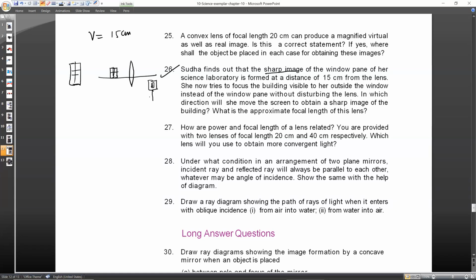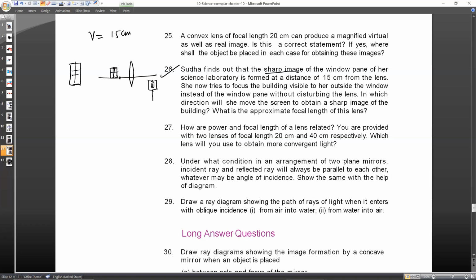I was discussing this one in this case also, that if you bring the object closer to the lens, the image will shift away from the lens. Up to focus, I'm just talking this one. The image will shift away from the lens. And if you bring the object away from the lens, then the image will shift closer to the lens.